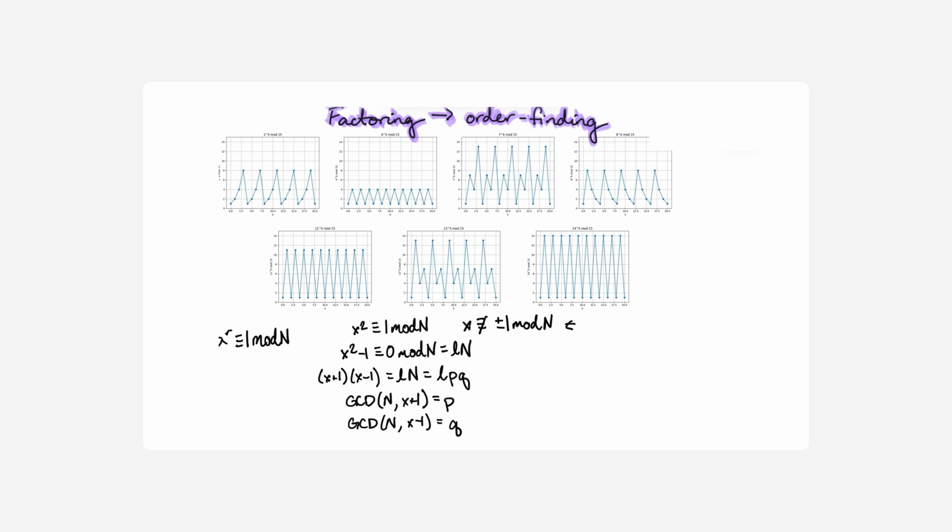And here's where we bring it back to the order finding. If we take a number a, find its order modulo n, and that order happens to be an even number, then we can set a to the r to be x squared. And then x will be a to the r over 2. Then we can find p and q by just calculating the GCD between n and a to the r over 2 plus or minus 1.